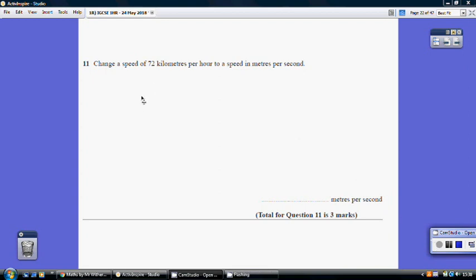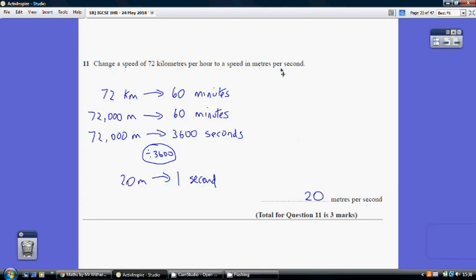Question 11. So I've just got to be really careful here. Just take your time and think what you're doing as you convert from one unit to the other. So we're going at a speed of 72 kilometres per hour. So every hour, every 60 minutes, we go 72 kilometres. So 72 kilometres equates to 60 minutes. Now let's start off by converting from kilometres to metres. There are 1,000 metres in a kilometre, so I'm going to multiply this by 1,000 to turn it into metres. So that's 72,000 metres in 60 minutes.